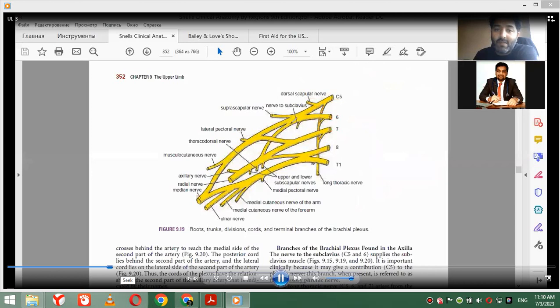Okay, then we said that at this point, six branches are coming out. One branch, two, three, four, five, and six. This point is known as Erb's point.